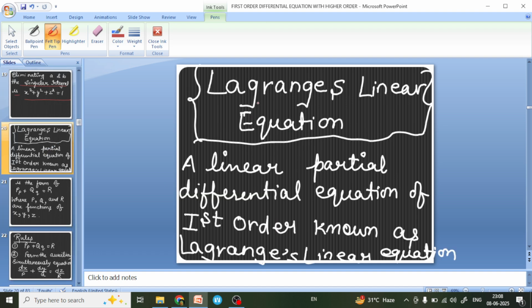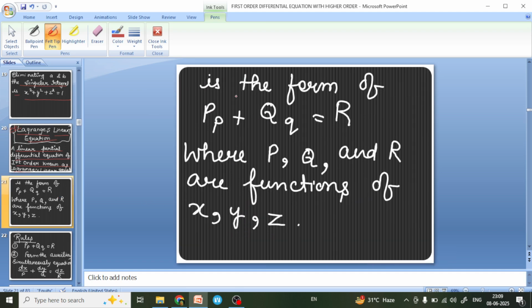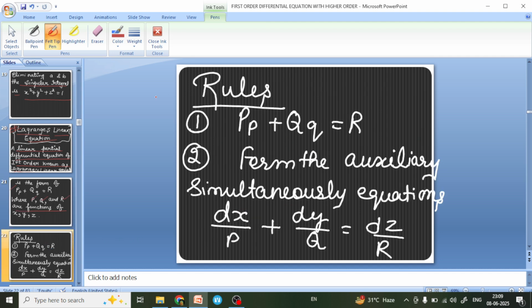Now after that, we will discuss the next very important topic, that is Lagrange's linear equation. A linear partial differential equation of first order is known as Lagrange's linear equation. This equation is given in this form: capital P small p plus capital Q small q is equal to capital R. Capital P, capital Q, capital R are functions of x, y and z. And rules will be implemented.